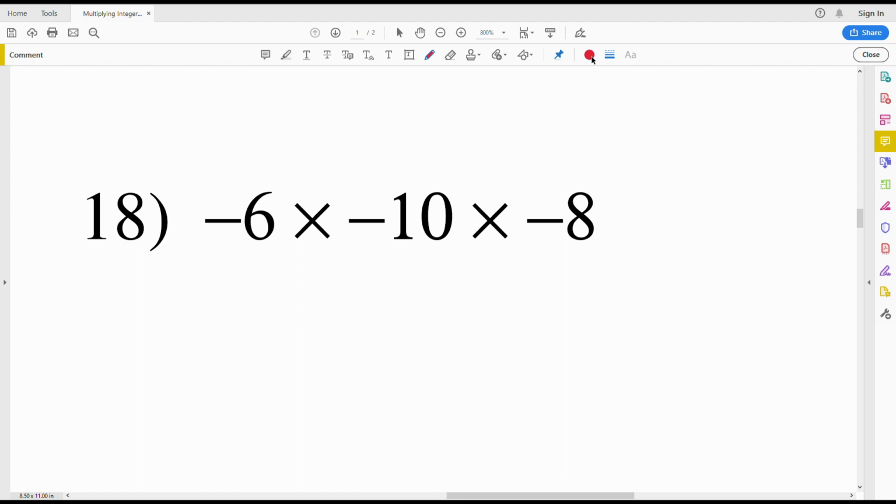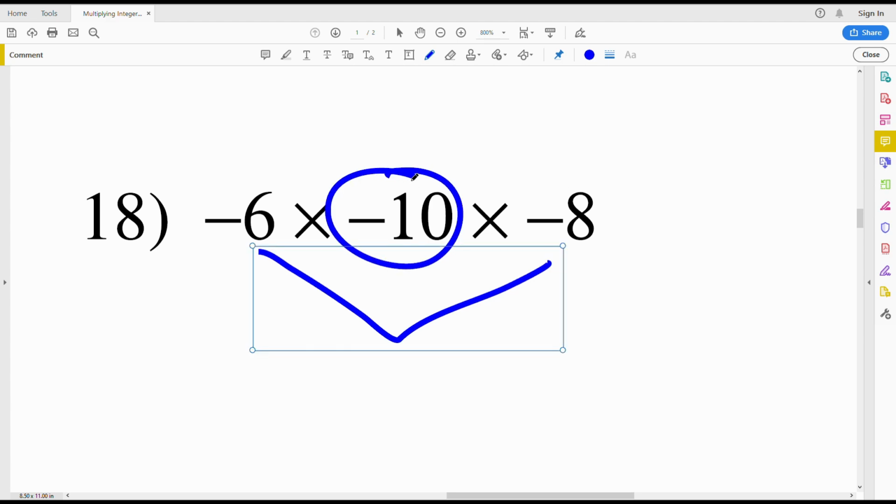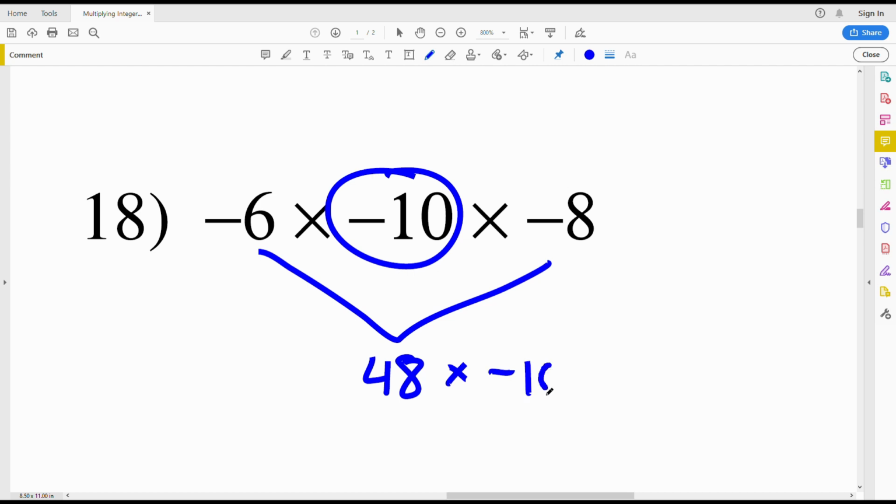Now we just have to do out the math. And I'm actually going to switch it up and do negative 6 times negative 8, leaving that negative 10 for last because I think multiplying by 10 is a little bit easier than multiplying negative times negative. That's a positive. So that's going to be a positive 48. And I'm going to multiply that positive 48 by my negative 10.